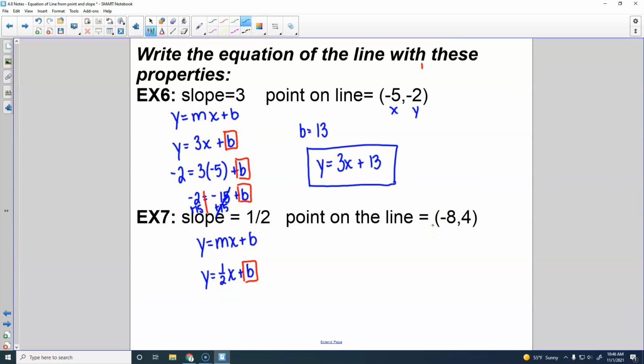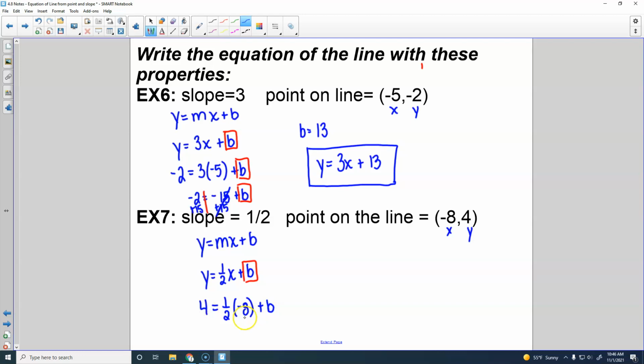Passion, what could I plug in? Okay, where would it go? Good. It's our x, so we put a -8 right here. Go ahead and put the plus b. What else? Let's go ahead and plug in our y also. Where does it go? Good.